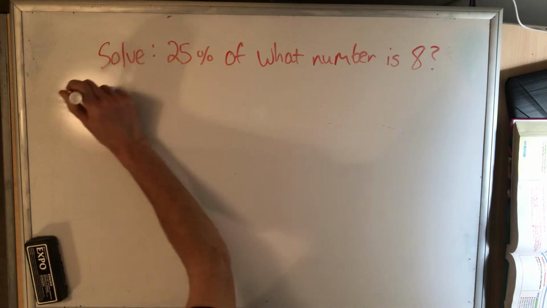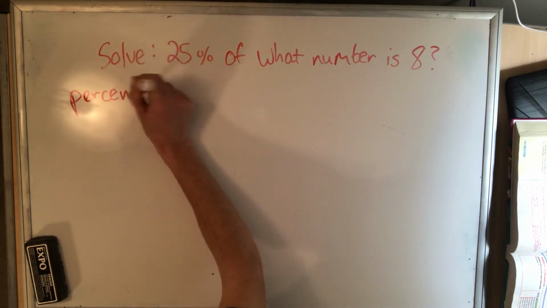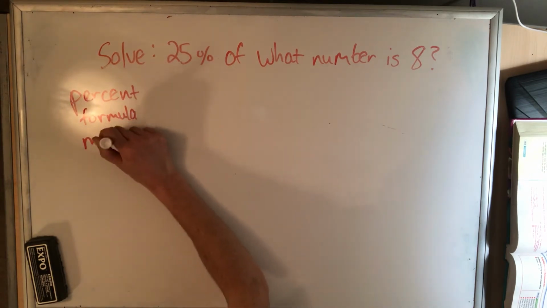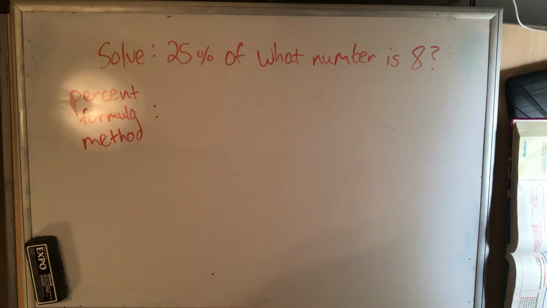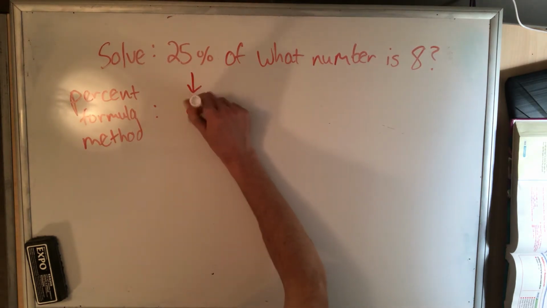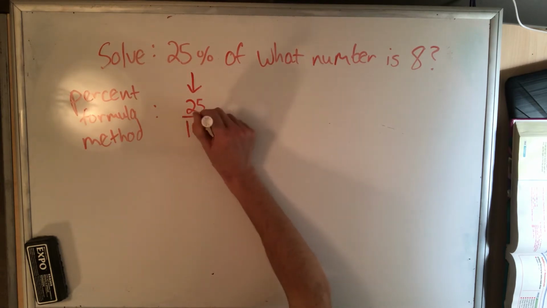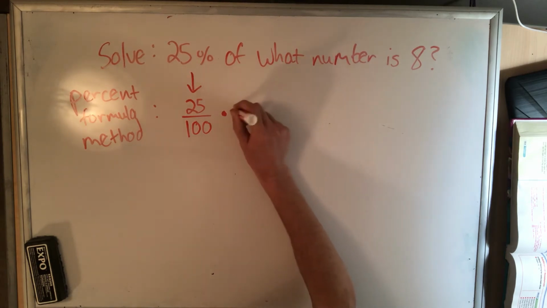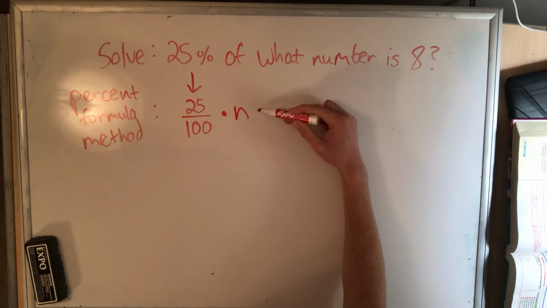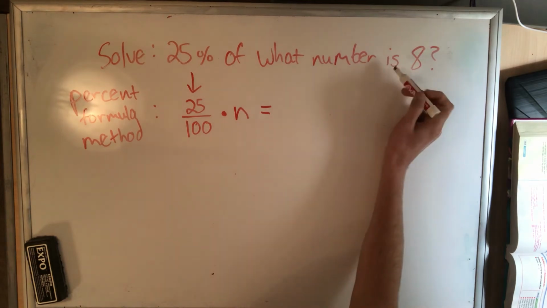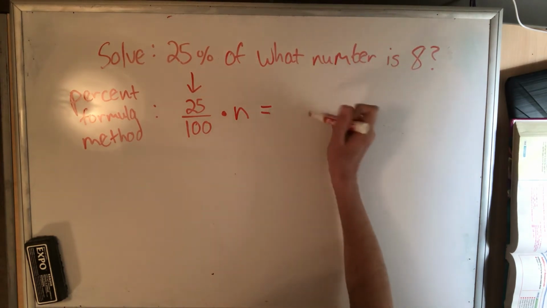Let's first use the percent formula method, which involves translating the sentence into an algebraic equation. 25% is 25 over 100, or 0.25. You can use either one. Of before a number is a multiplication, so of what number is times n, or times whatever letter you want to use to represent what number. And then is, or any form of is, whether past tense, plural, or whatever, like was or were, means equals. And then 8.